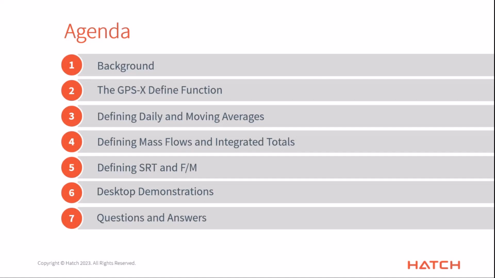Okay, so here's the agenda for today. I'm going to talk about the define function, as it is called in GPSX, and there's essentially 6 different things you can do with it. So I've broken them into 3 different sets there: daily moving averages, mass flows, and integrated totals, and then also defining the SRT and F to M ratio for your activated sludge plant. And I have desktop demonstrations set up for all of those things as per usual. I'm going to do some hopefully interesting things with that as we go along. And as I mentioned, we'll answer any questions that you might have at the end.